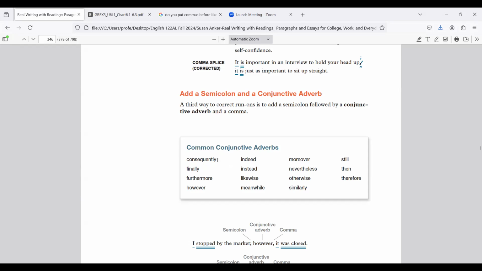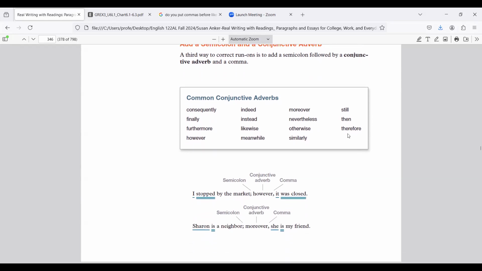So the conjunctive adverbs that you'll see most commonly are consequently, finally, furthermore, however, indeed, instead, likewise, meanwhile, moreover, nonetheless, otherwise, similarly, still, then, and therefore. Now, these all indicate certain relationships with the independent clauses, right? Consequently means this resulted in a consequence. Finally means it's at the end. So look up these. However shows a contrast. Moreover is just an addition.